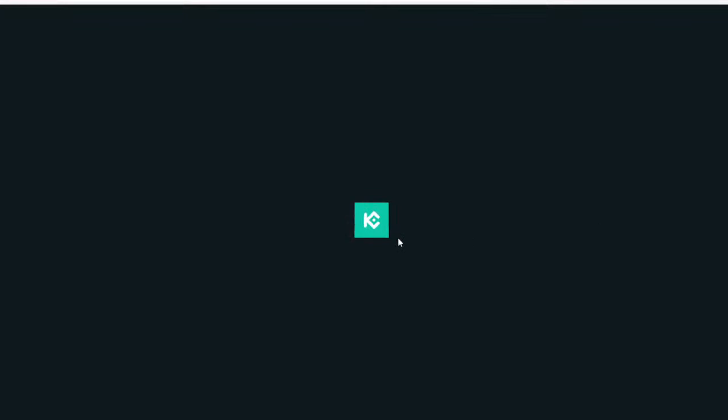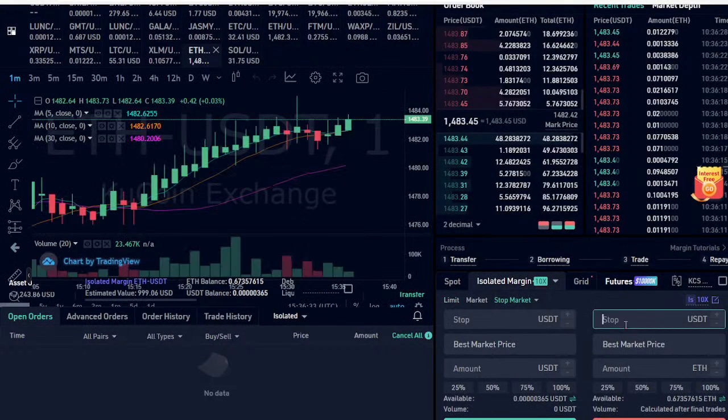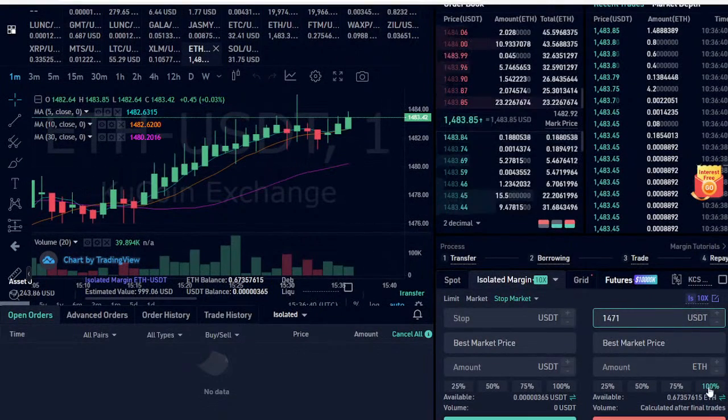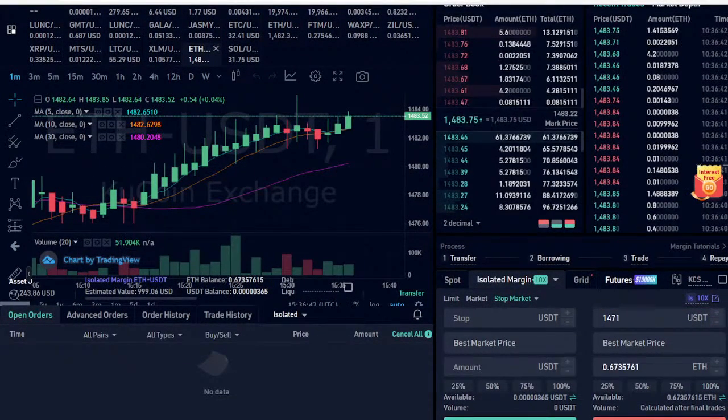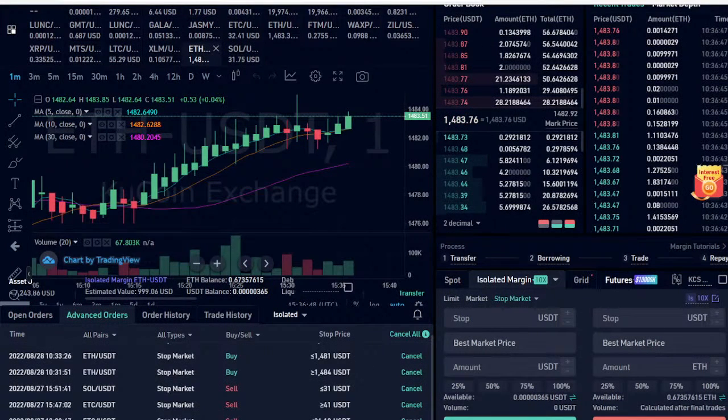Go back into trade. Now we're going to hit stop market, and we're going to go to 1471, and this is where we lock and load, and we're going to put sell 100%, and there we go. Now that we have that, we need to go to our advanced orders and take a look at what we have out there. So we have Ethereum here that we're buying at 1481. We can cancel that out.